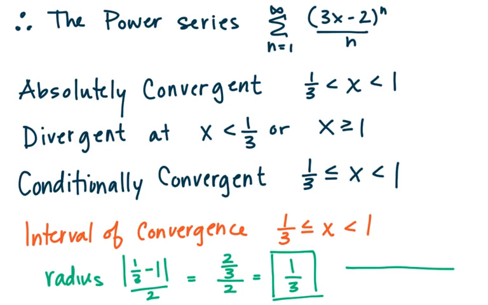Another way to think about that is if we had 1/3 and 1, and we went to that center point, the distance between the endpoints would be 2/3. The radius is that distance from the center to either end. So that's 1/3 of a unit there.